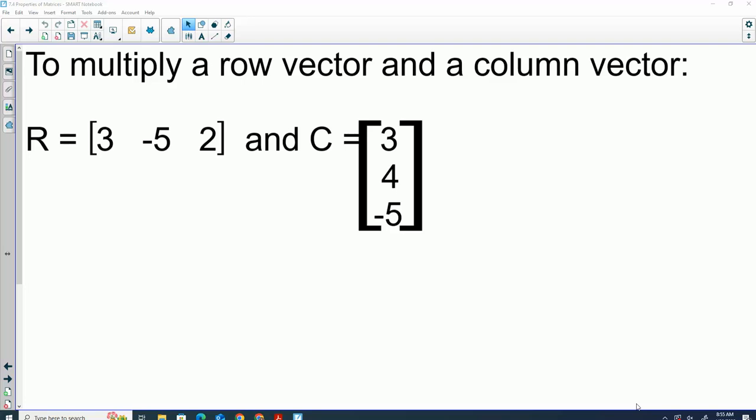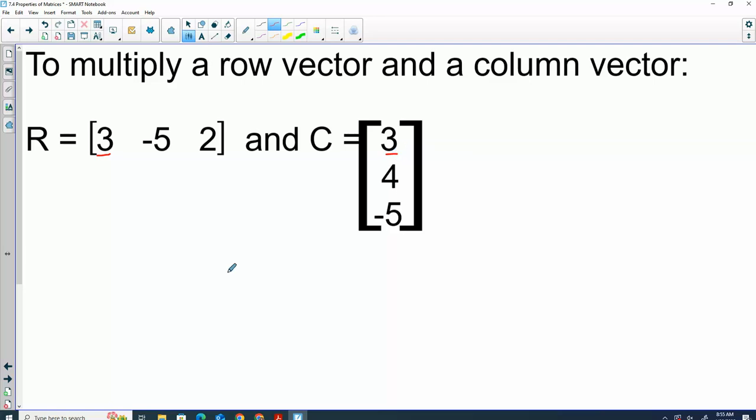Multiplying matrices. To multiply them, you actually have to take a row times a column. So we said Thursday, rows are horizontal, columns are vertical. And when you take a row times a column, you will get a single number for your answer. So what you do is you multiply the corresponding numbers.